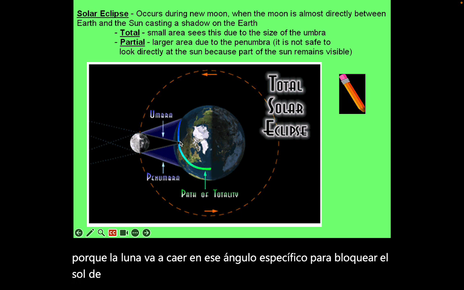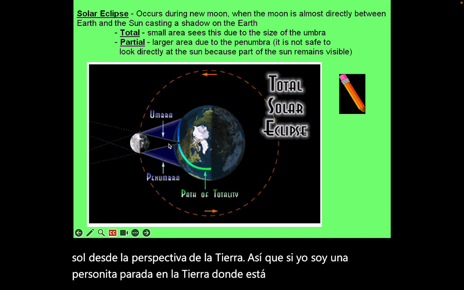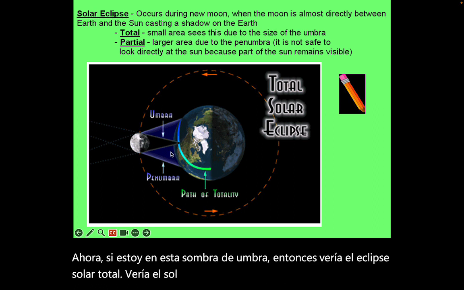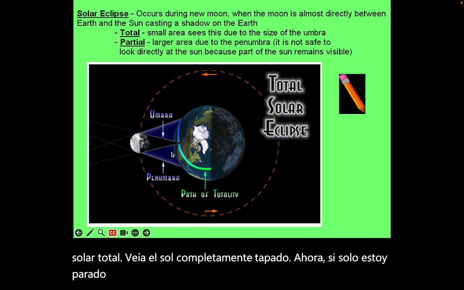So if I'm a little person standing on the Earth where my arrow is, I am in the umbra shadow. And if I am in this umbra shadow, then I would see the total solar eclipse. I would see the sun completely blocked out. Now, if I am just standing in the penumbra, I would see only part of the sun blocked out.